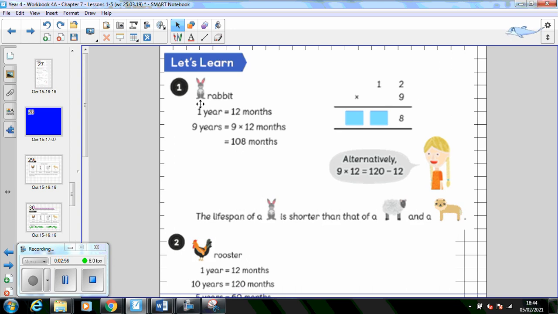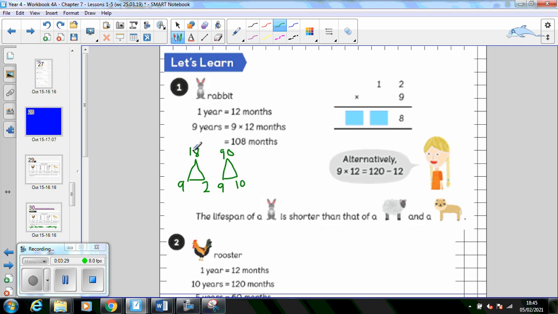And we could use a fact family triangle. Okay, we might need 2. We might have 9 times 2, which is 18. And then we might have the 9 times 10, which I'm hoping you can rely on without jotting it down. But 9 times 10 would be 90. We'll piece these two together, we add them together. 90 add 18 is 108 months.